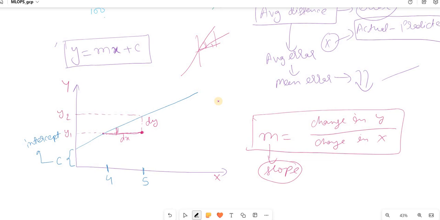Now a line consists of these three values. We have the x value, which is the house area in square feet. We have the intercept value now, and what is the intercept value? I'll tell you. Intercept is the value at which your x is 0. So when x is 0, what is the value of y? In this equation, if you put 0 in place of x, it becomes y equal to c. Means whatever the value of c is, that will be the value of y.